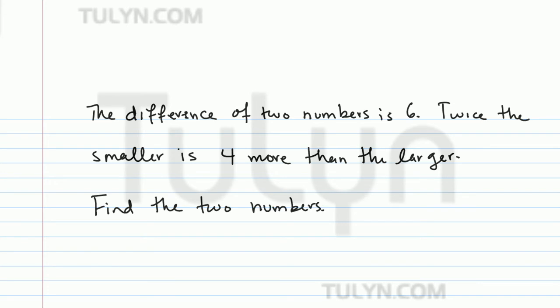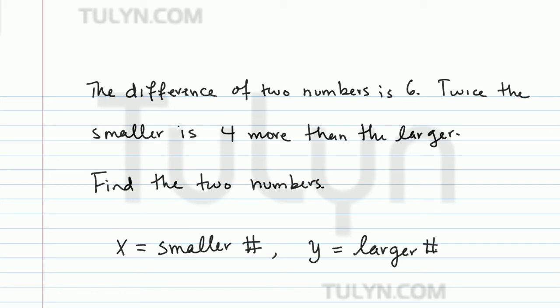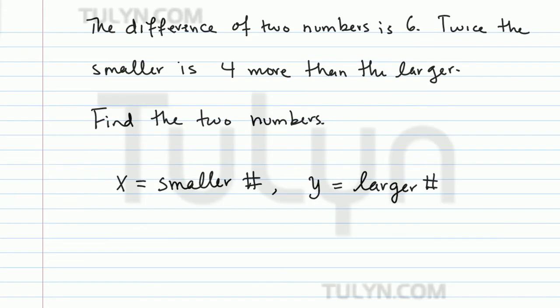So the first thing we should do is label variables. So we know that we have a smaller number and we have a larger number. So I want to let x be the smaller number and I want y to be the larger number. So now let's try to set up a system of equations using the information we know.